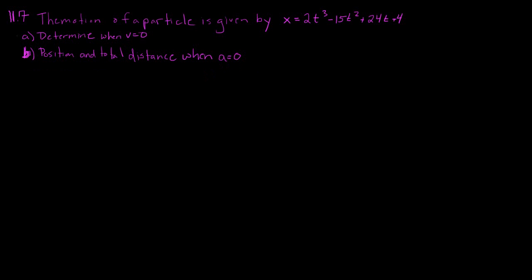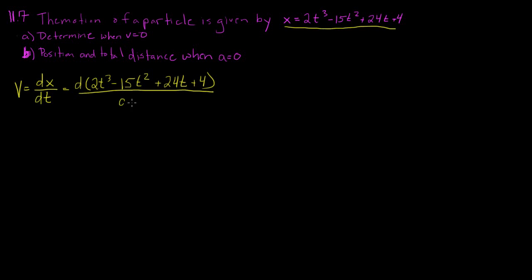So we can start off by figuring out when our velocity is equal to 0, and our velocity is the derivative of x with respect to t. And we have the equation for x. So the derivative of 2t cubed minus 15t squared plus 24t plus 4 with respect to t is equal to 6t squared minus 30t plus 24.